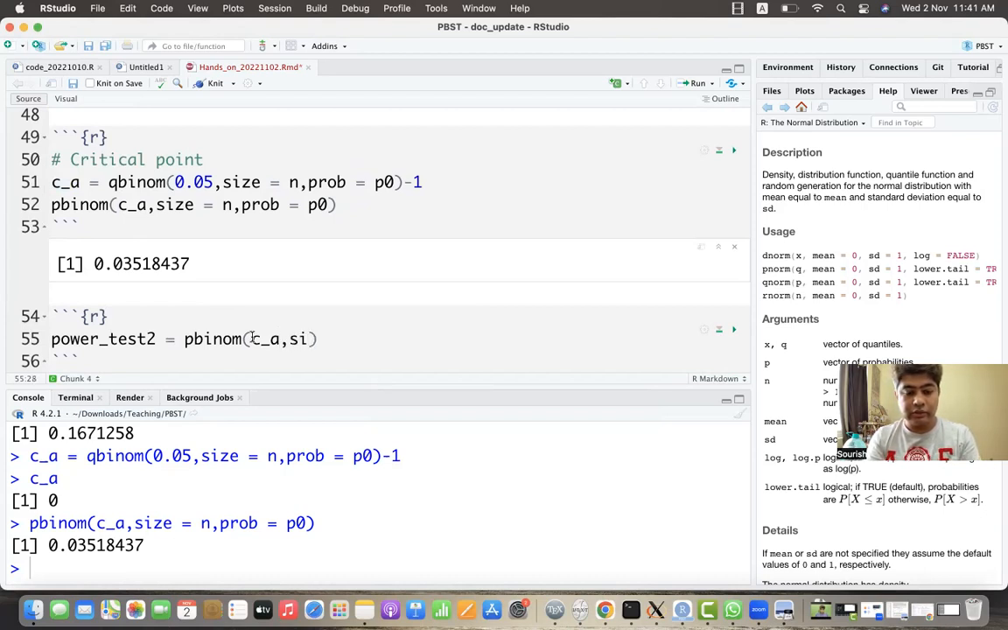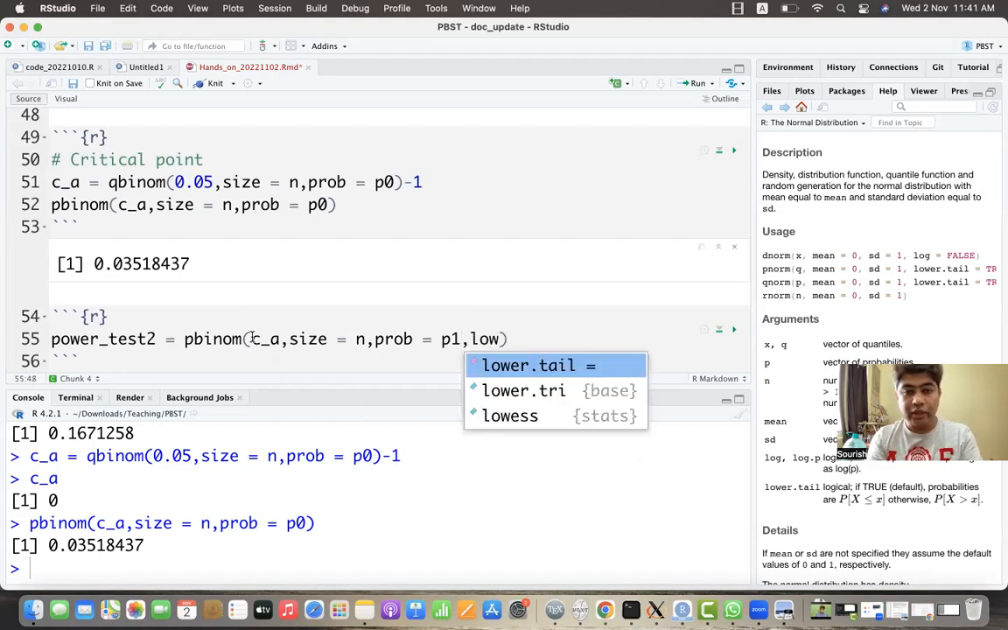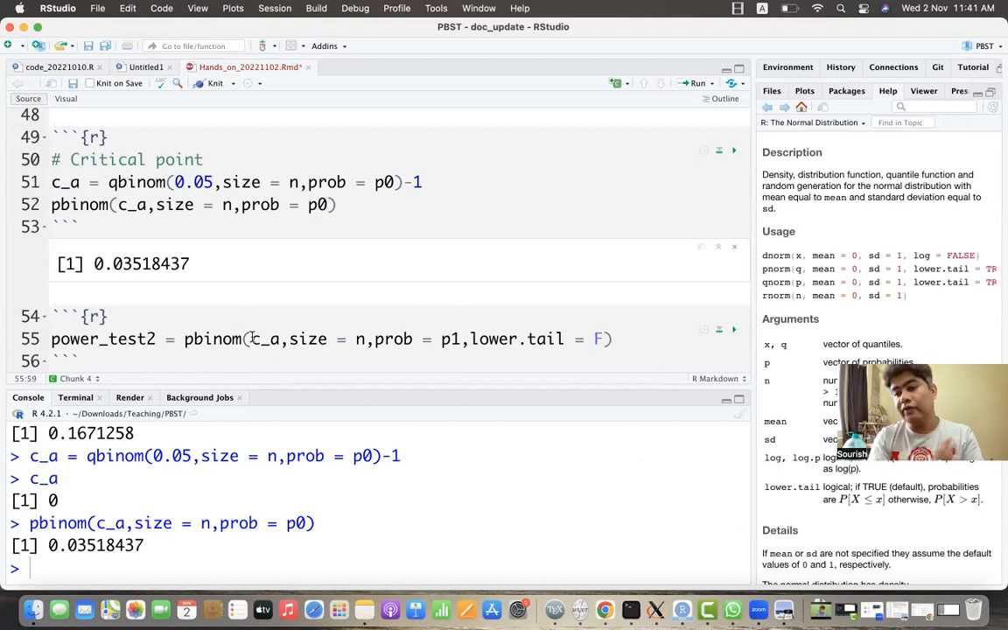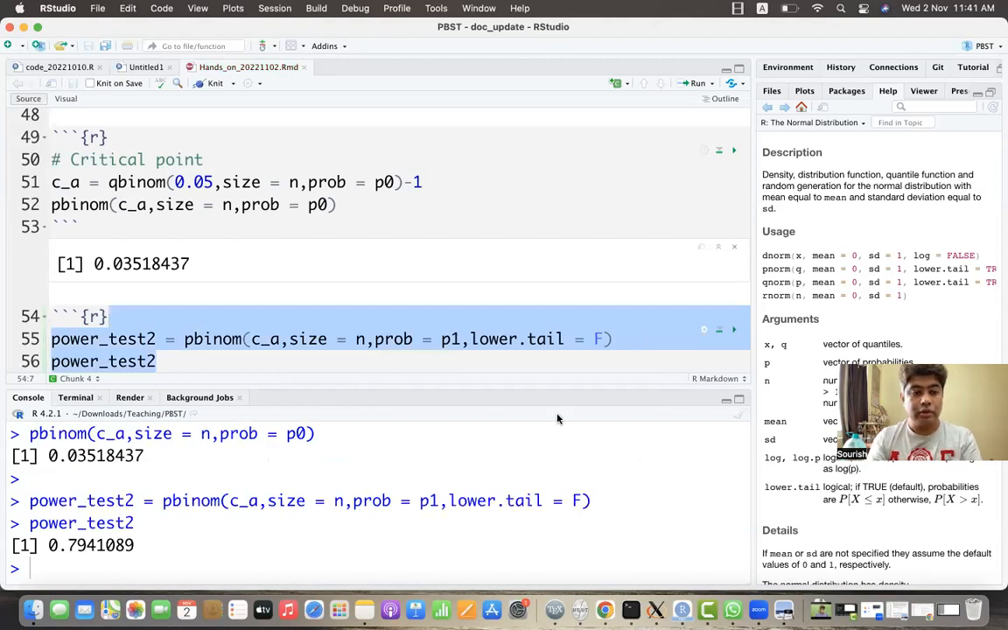Size equal to n, probability equal to P1. Now I have to say lower tail equal to false because I want the probability that it is greater than C when P equal to P1. Okay. Now here the power of the test turns out to be 79%.